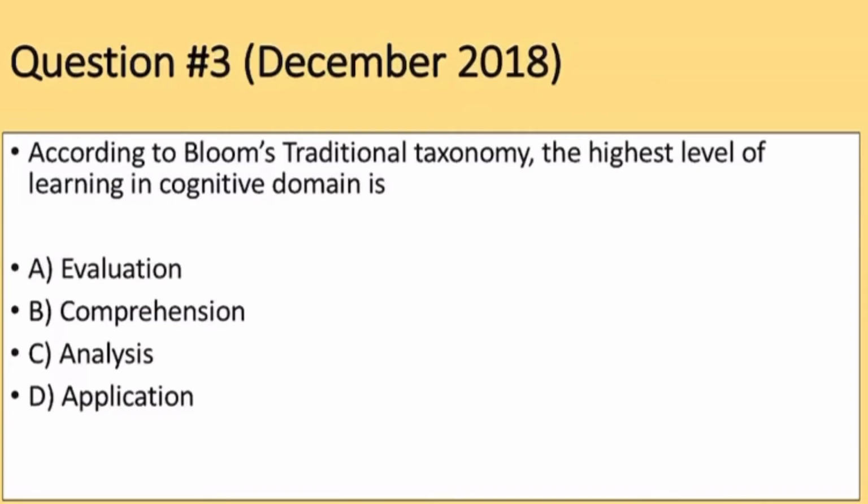Third question, according to Bloom's traditional taxonomy, the highest level of learning in cognitive domain is. Option A, evaluation. Option B, comprehension. C, analysis. And D, application. So Bloom's taxonomy in the original version, the first slide we saw that evaluation is the highest level. So option A is the right answer.